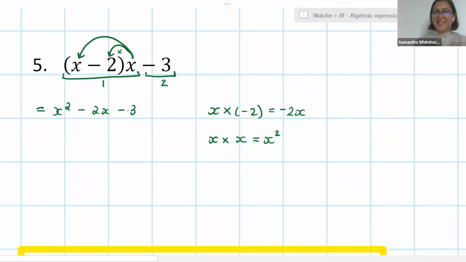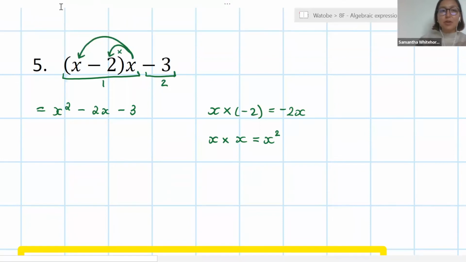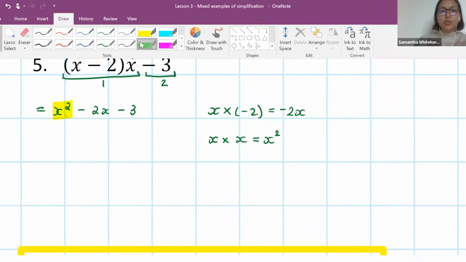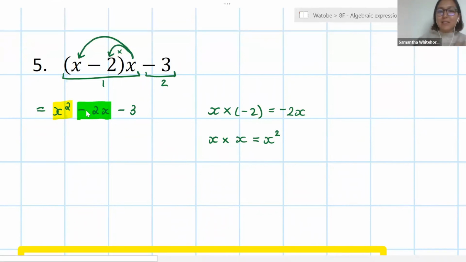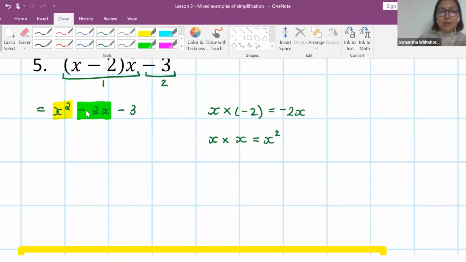Do you guys want to help? Let's see. Are any of those terms like terms? No, ma'am. Awesome, well done. Okay, so none of them are like terms. Remember, like terms have to have the same variable and the same exponent. So because this is x squared, it's not a like term to minus 2x because those x's have different exponents.